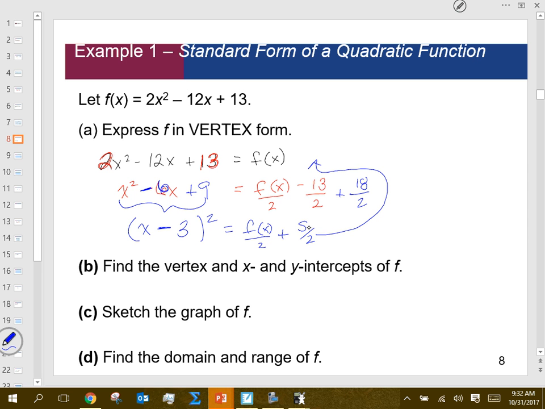So doesn't matter the order. You can multiply everything by 2 to get rid of the fractions first, or you can move the 5 halves over. Doesn't matter. But you're going to end up with x minus 3 squared. I'm going to move the 5 halves over. Minus 5 halves is equal to f of x over 2, right? I want to solve for f of x. So if I want to solve for f of x, what do I need to multiply everything by? 2. So it becomes 2 x minus 3 squared minus 5.